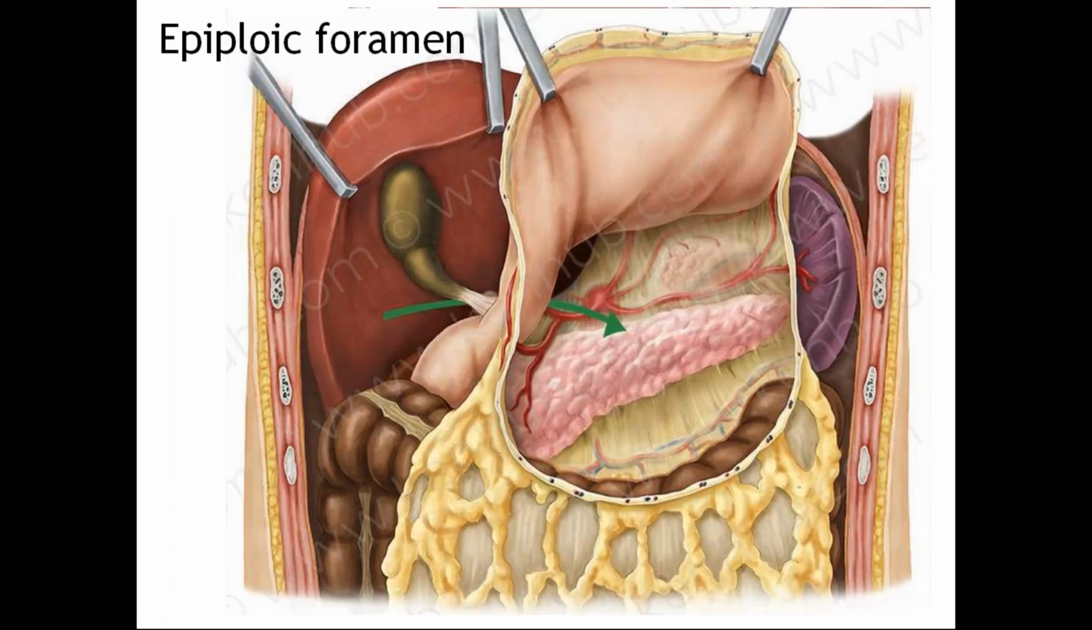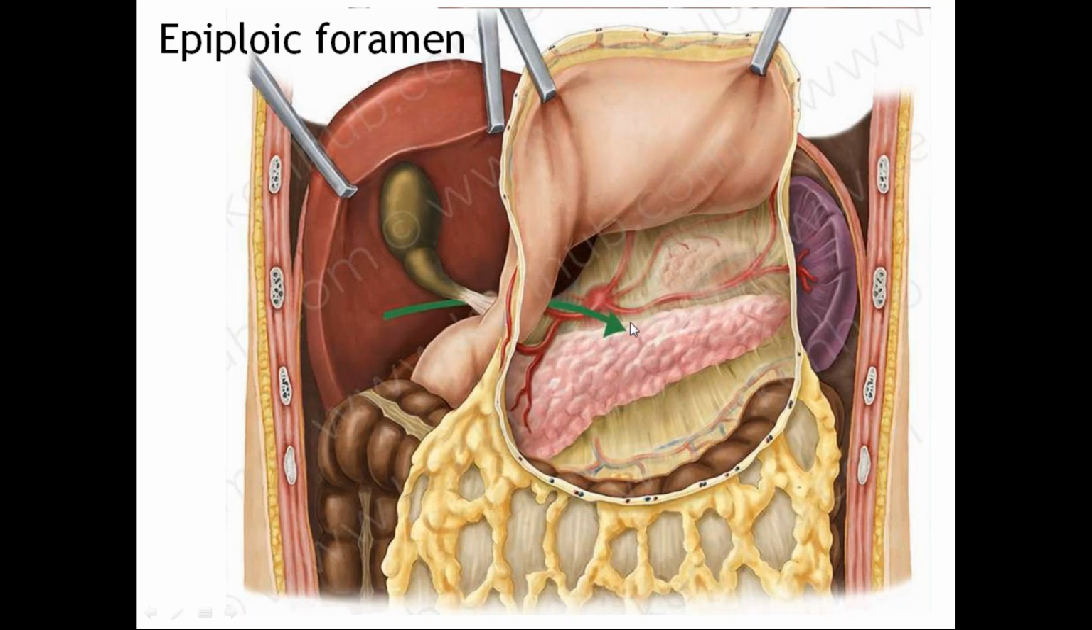Now come to the epiploic foramen. What is the epiploic foramen? It connects the greater sac and the lesser sac. So it is a vertical slit-like opening through which the lesser sac and the greater sac communicate. It lies behind the right free margin of the lesser omentum.